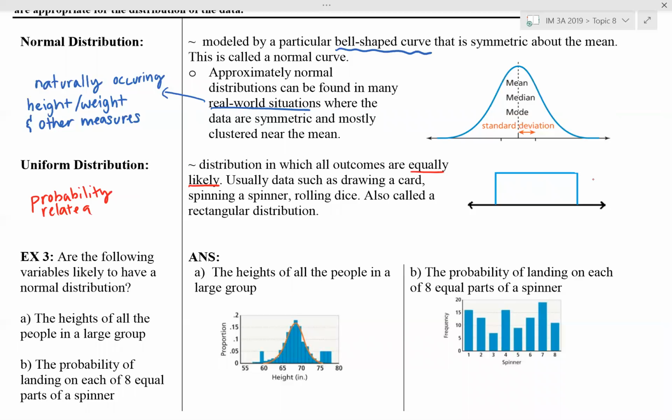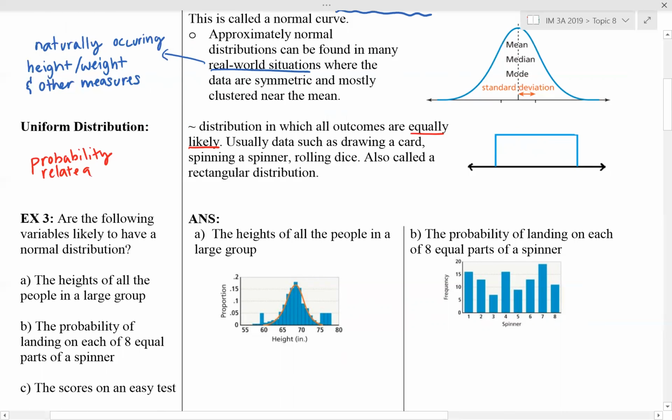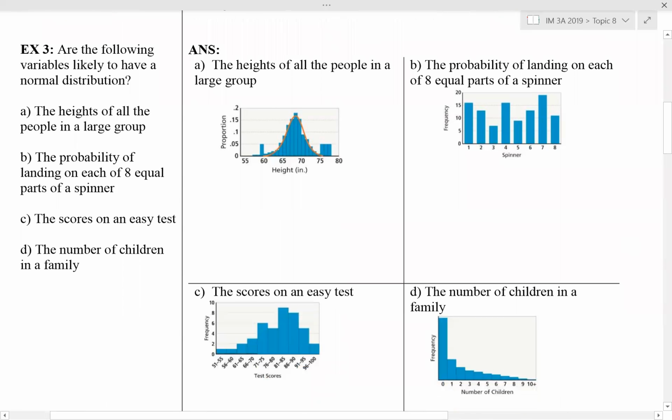So in this first example, what we're doing is just identifying whether things are normal. For these, they give us a graph too, just to kind of lend us a hand in deciding whether or not they look normal. But really we're talking about if it's normal, it's a measurement of something that is not man-made. And that will provide us kind of a clue as to whether something should be normal or not.